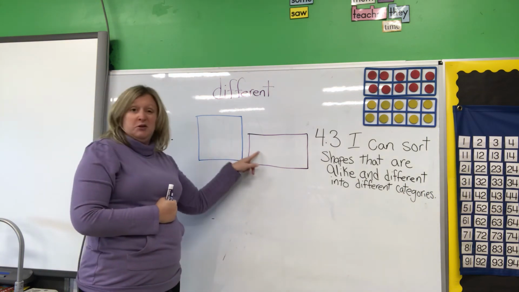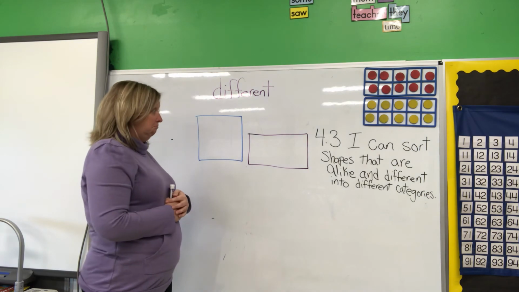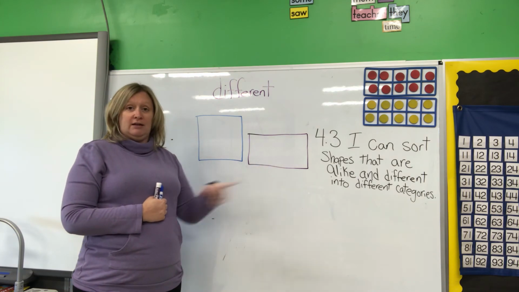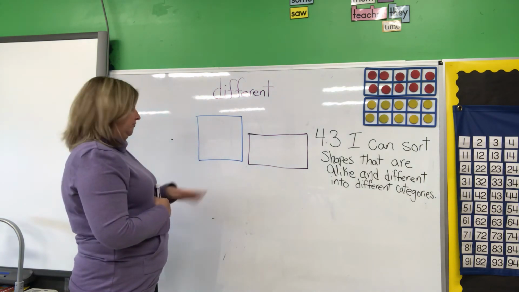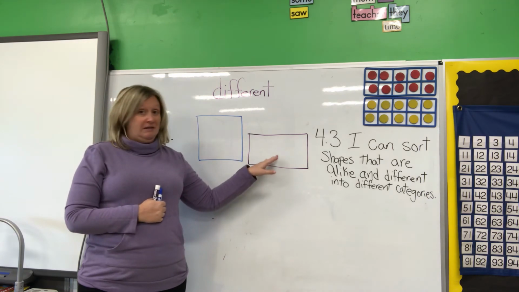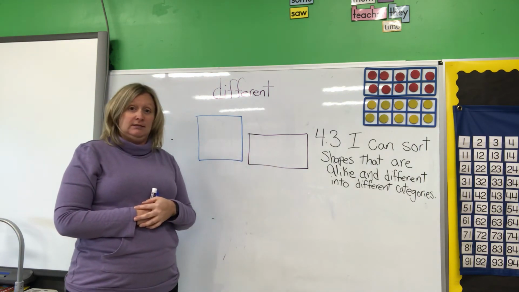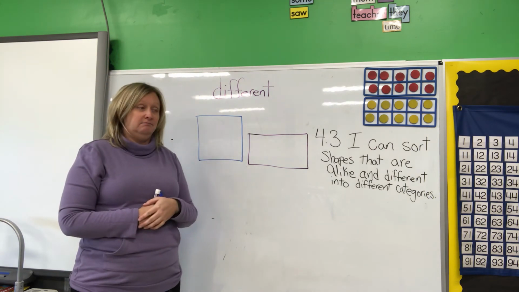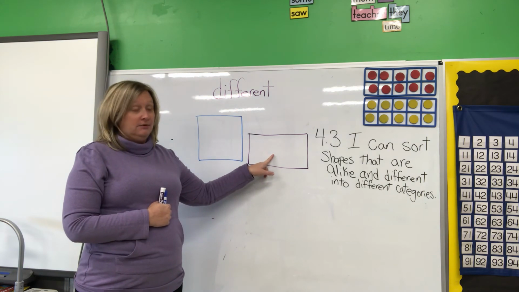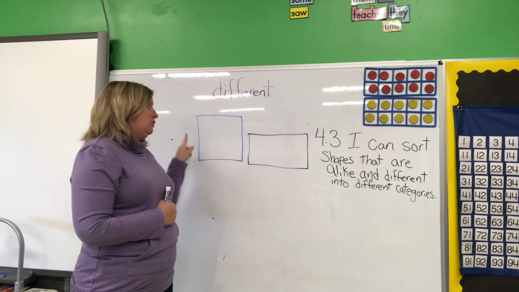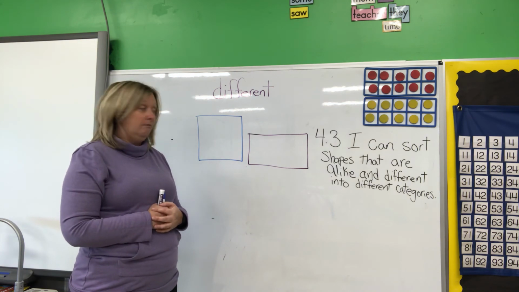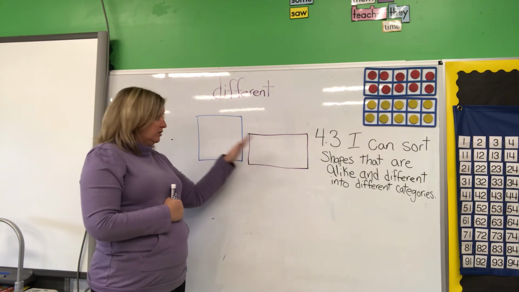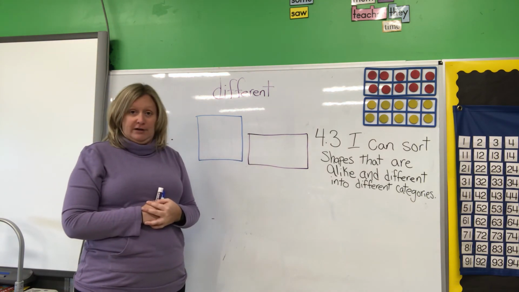Well, they're two different colors. They're two different shapes. One's a square, one's a rectangle. So if they're two different shapes, they're also not the same size, are they? The square has 4 equal sides. The rectangle doesn't. It has 4 sides, but they're not all equal. Okay? So, our two squares a minute ago were more alike. These two shapes are more different.